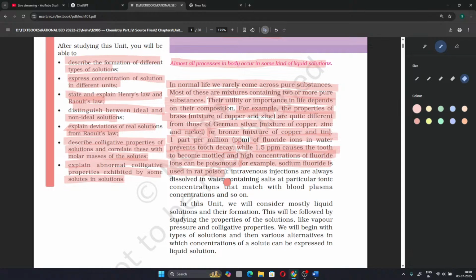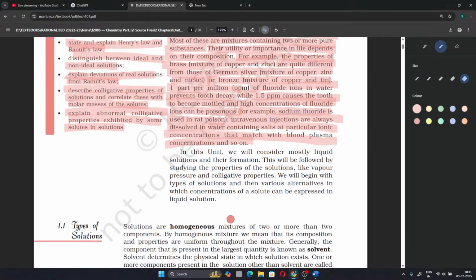They gave sodium fluoride as a rat poison. Intravenous injections are always dissolved in water containing salts at a particular ionic concentration that matches blood plasma concentration, and so on. Intravenous injections are injections which doctors directly inject into our blood vessels. In the case of saline bottles, they are not pure water, they have a specific concentration of sodium chloride in them, and we will read about it as we go on in this chapter.